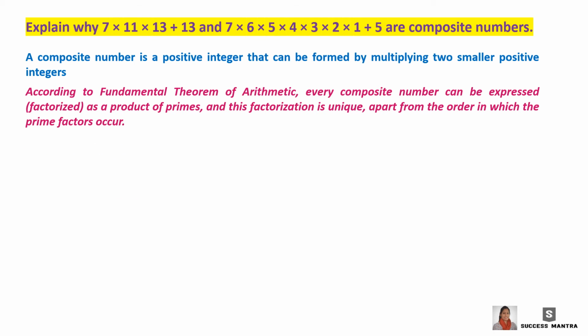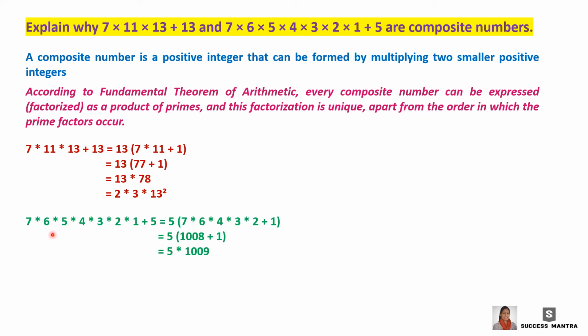That is, 7 into 11 into 13 plus 13 can be written as 13 into (7 into 11 plus 1). That is, we take 13 as common from both of these. And 13 into 7 into 11 is 77, plus 1. That is 13 into 78. That can be written as 2 into 3 into 13 squared. So here we got the given number as the product of primes. So we can prove that this given number is a composite number.